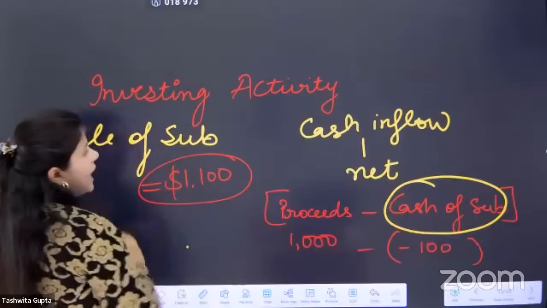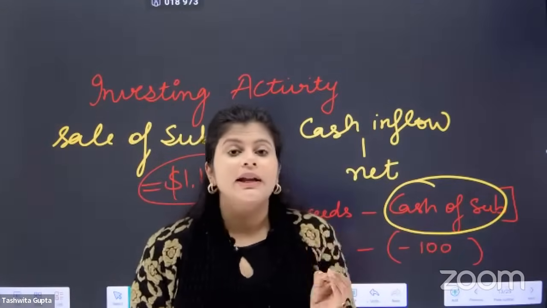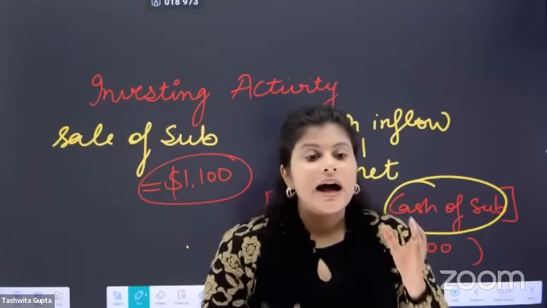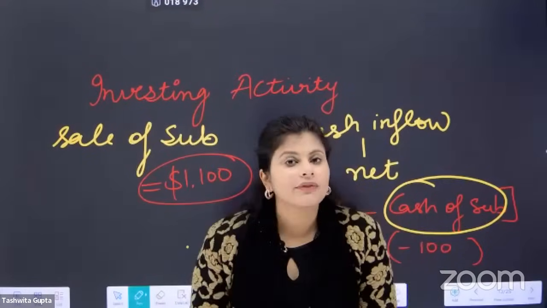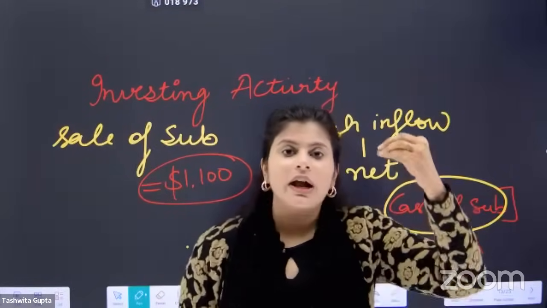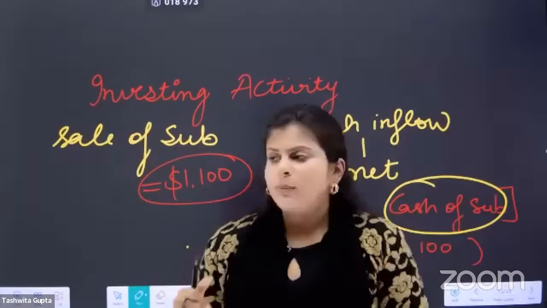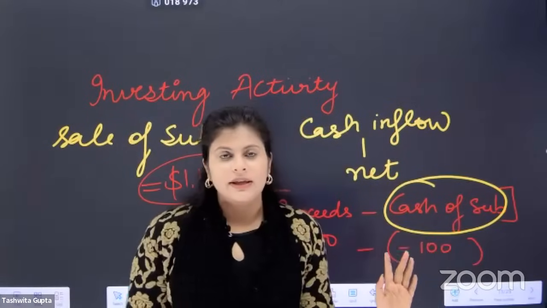Such a question we've done in Moise Company, and as it is in the paper of December 2023, it was asked. They asked, how do you treat overdraft in your statement of cash flow? So you understand that overdraft is a negative cash. So I will put a negative sign in front of it whenever I'm doing the calculation.